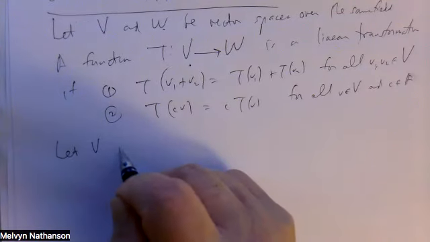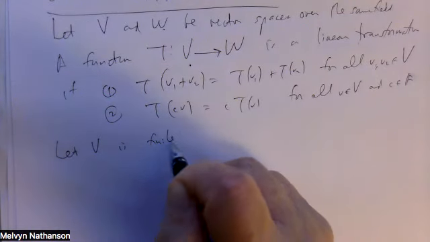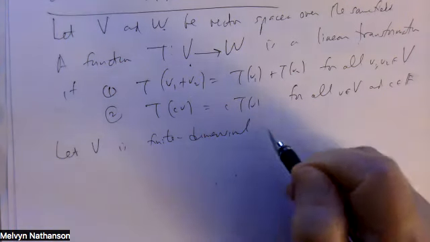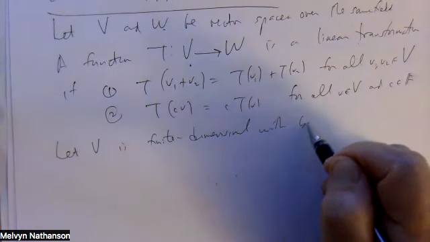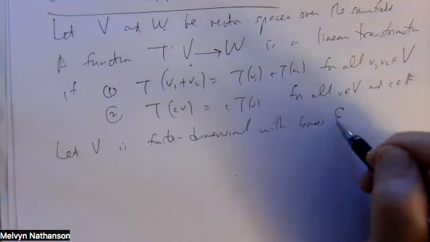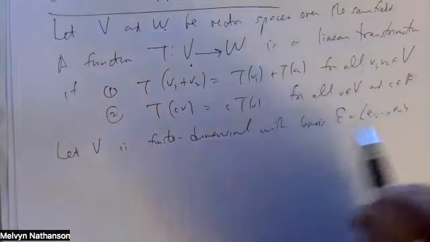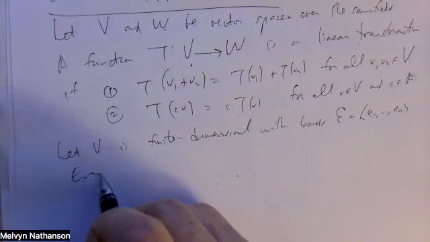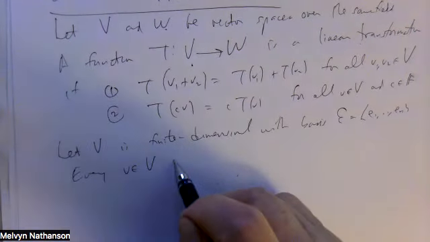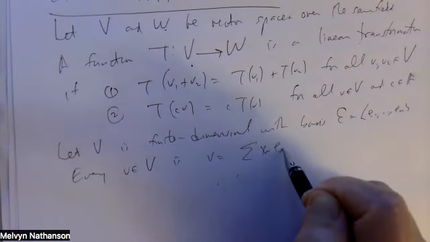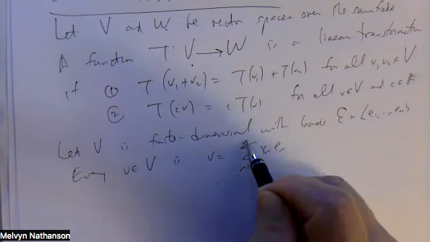Suppose that V is finite dimensional with the basis, say, E1 up to E sub n. So every vector V in V is of the form summation x sub i, e sub i, i goes from 1 up to n.